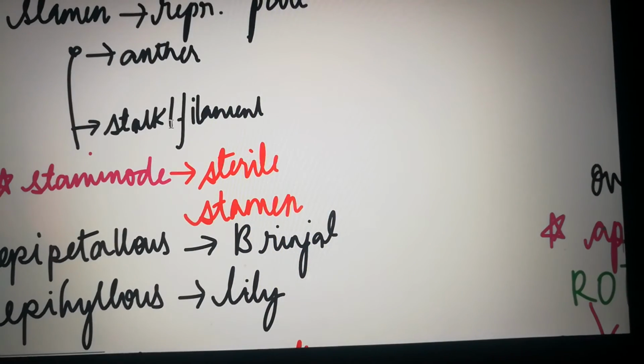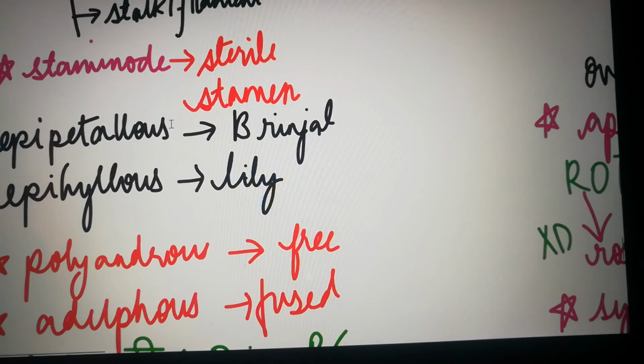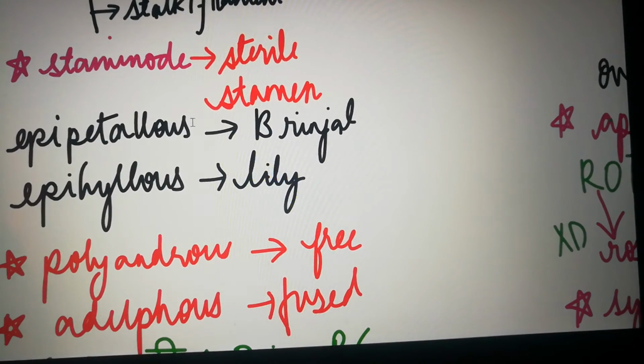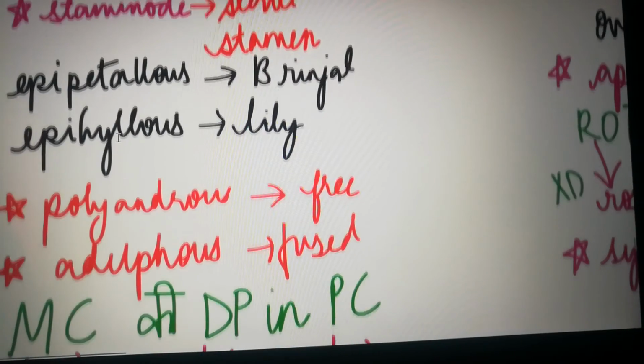Now when the stamen is sterile, it is known as the staminode. Epipetalous is when the stamens are attached to the petals. An example is brinjal. And when the stamens are attached to the perianth, they are known as epiphyllous. An example for this is lily.